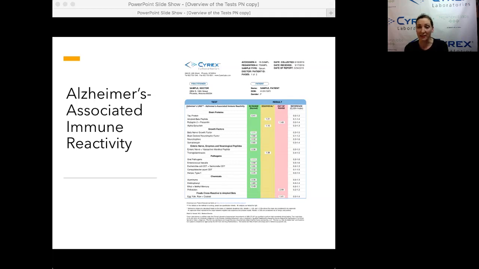And then this test really takes it to the next level and has assessed for all of the different antigens, so foods, environmental antigens, chemicals, and pathogens that cross-react with any of those tissues. So cross-react with the brain proteins, cross-react with the growth factors, or cross-react with the nerves. And so in one panel, you can look at every single relevant marker that is related to that specific amino acid sequence that is specific to that person.